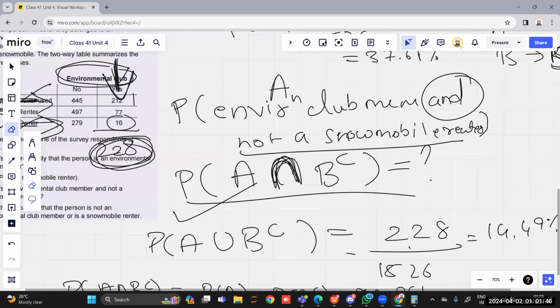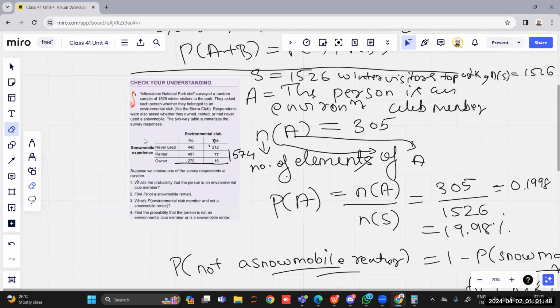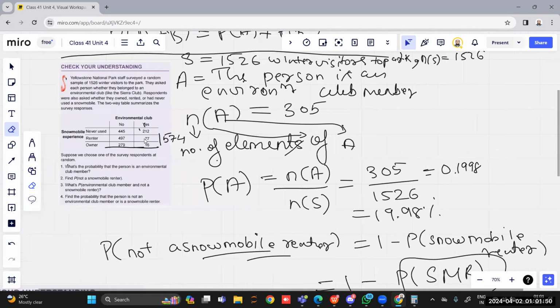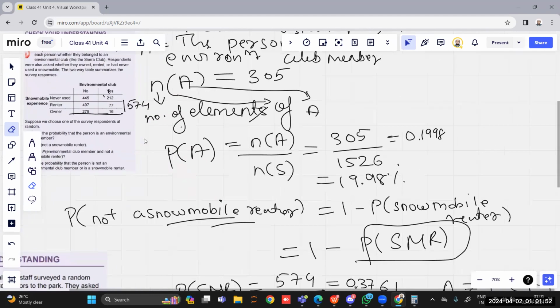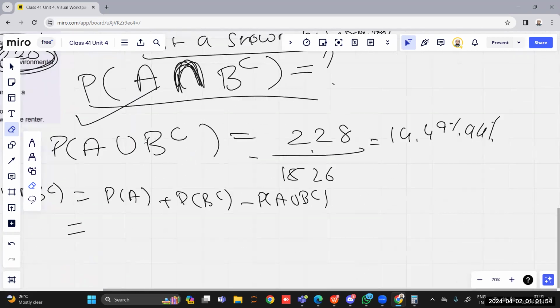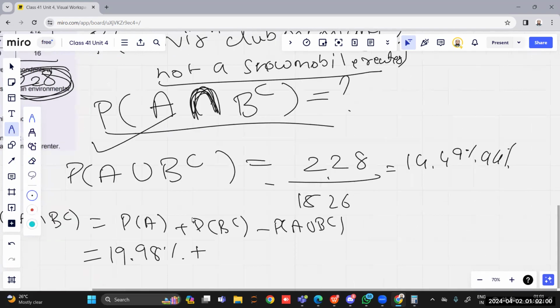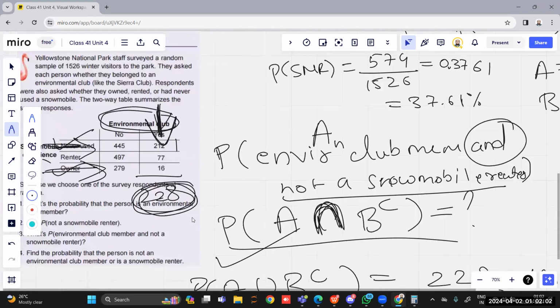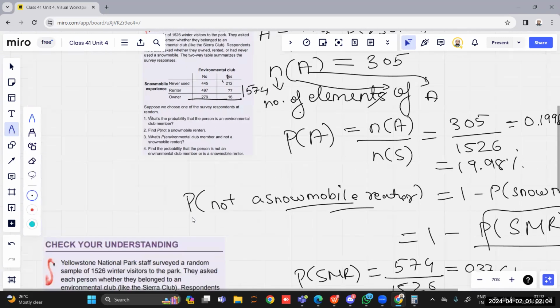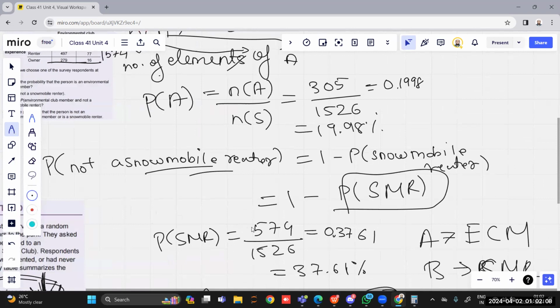We have done the environmental club. How many are there? We have done this in the previous edition. Environmental person is 19.98%. We have done this for 19.98% plus not a snowmobile renter. We have done that also. See here, he has done this. So it's not a snowmobile renter.